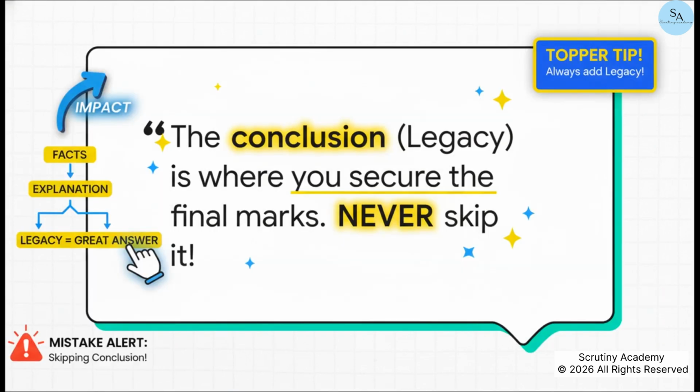And finally, L for legacy. Now listen up, because this is probably the most important part of your entire answer. So many students just list the facts and then stop. That is a huge mistake. The legacy part is where you explain why this person matters, why we should remember them. This little sentence at the end, that's what locks in those final marks. Never, ever skip it.